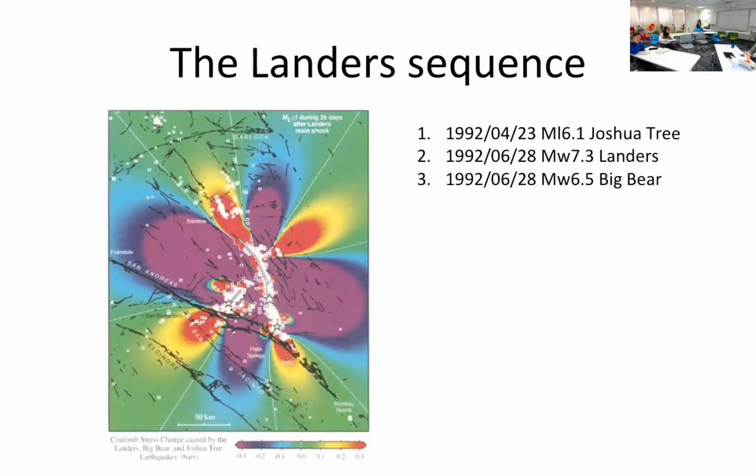And again, this is the Landers sequence itself that started with the Joshua Tree earthquake, this was 2 months ago to the south, and then the main rupture itself. And on the same day, 3 hours later, that was the Big Bear earthquake toward the southwest corner.